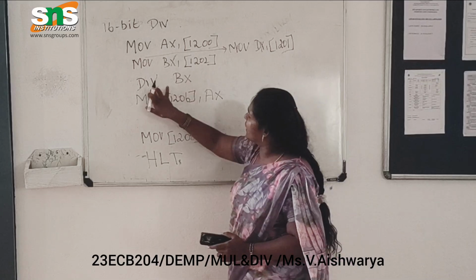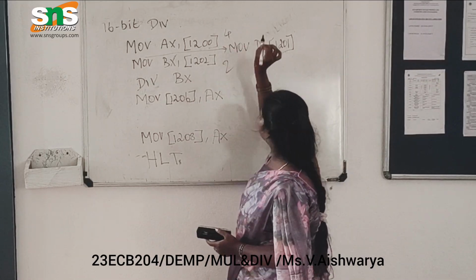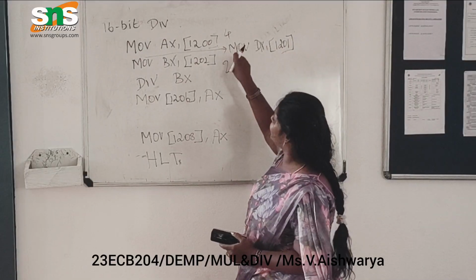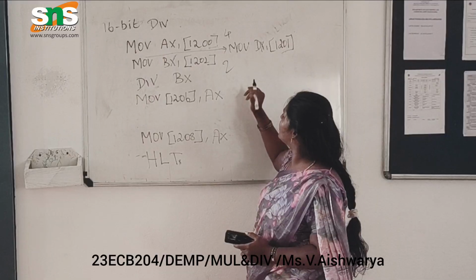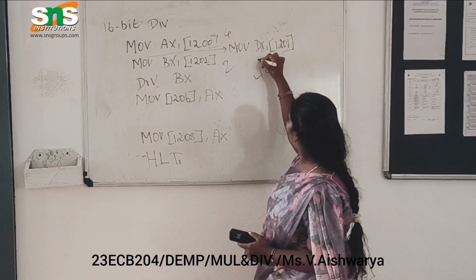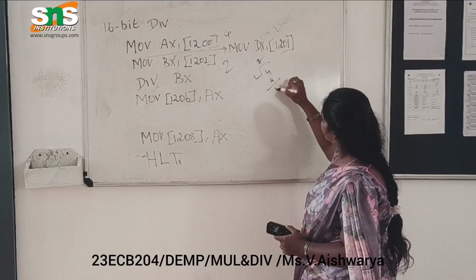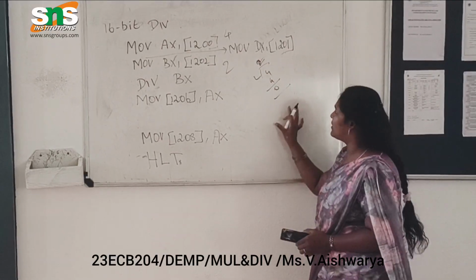In this condition, I just put only 4 by 2. This is the LSB value, this is the MSB value, and this is the divisor. I just put only 4 by 2. So the result of 4 by 2 gives the remainder and quotient values.